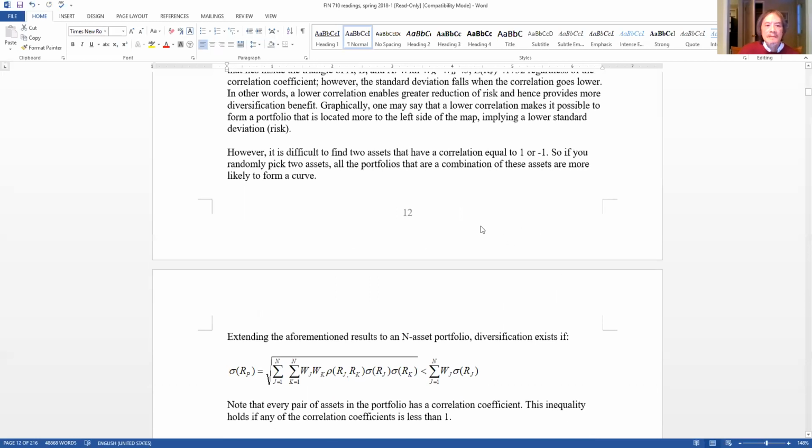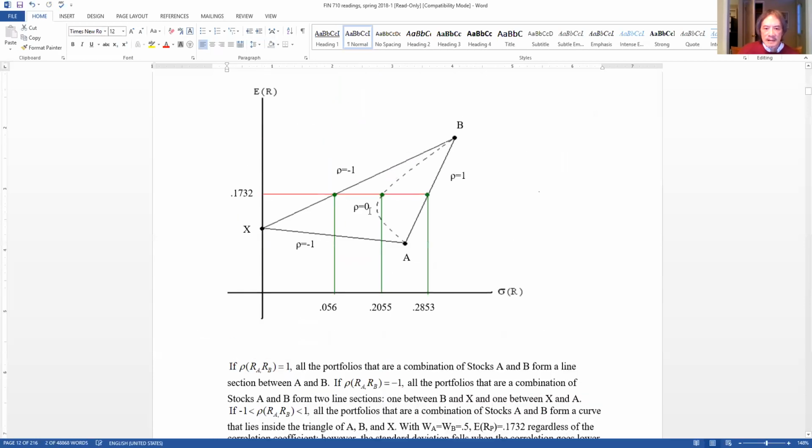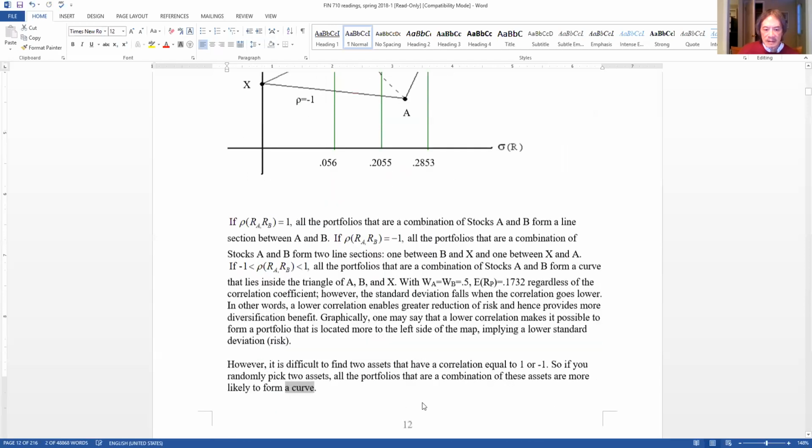However, it is difficult to find two assets that have a correlation equal to 1 or -1. In other words, it is difficult to find two assets with perfect correlation, either positive or negative. So if you randomly pick two assets, all the portfolios that are a combination of these assets are more likely to form a curve, like this one.